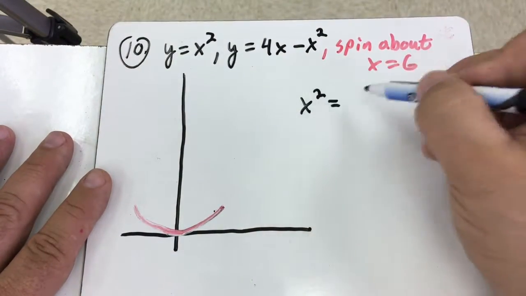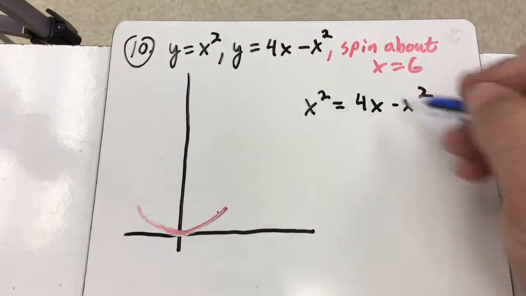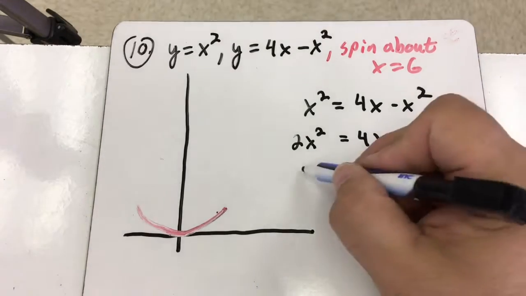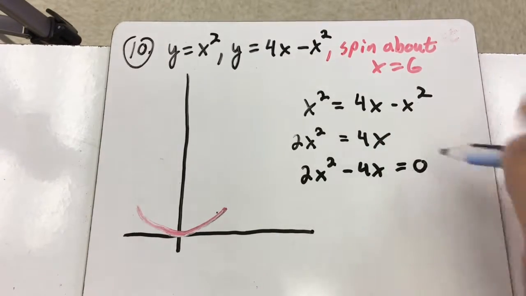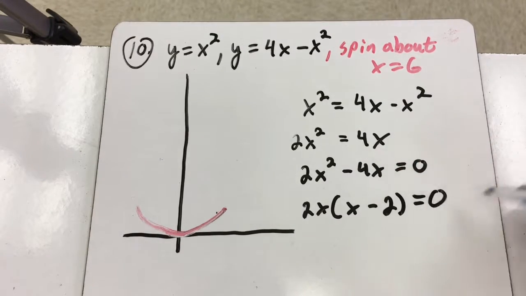So I have x squared set equal to 4x minus x squared. Some basic algebra. I'm going to add x squared to both sides. That's going to give me 2x squared equals 4x. And then I'm going to subtract 4x from both sides. So that gives me 2x squared minus 4x equals 0. And I can factor out a 2x times an x minus 2. And I'm going to use the zero product property.